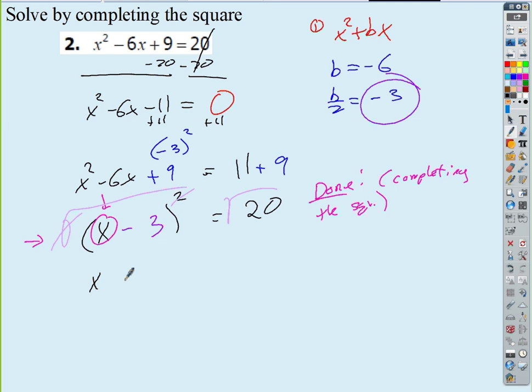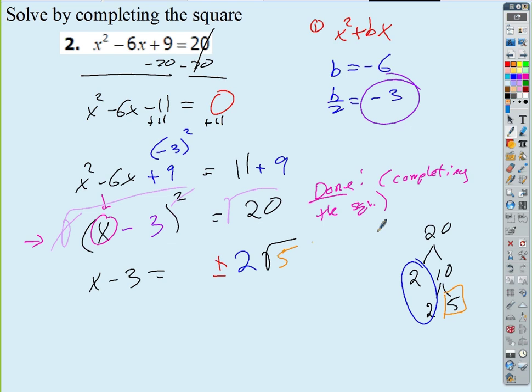So that gives me x minus 3. Now if I square root both sides of an equation, what do I always have to put before I even think of anything? Plus or minus, good. So I get plus or minus the square root of 20. Well, we can make a little factor tree for 20, and what do we get? 2 and 10, and 10 breaks up into 2 and 5. Okay, so we get a couple of 2's and single 5, right? So I get plus or minus 2 times the square root of 5.